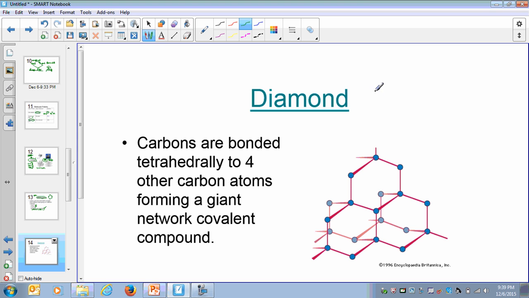Diamond is a very, very strong structure where carbon is bonded to four other carbon atoms, so it's tetrahedral.